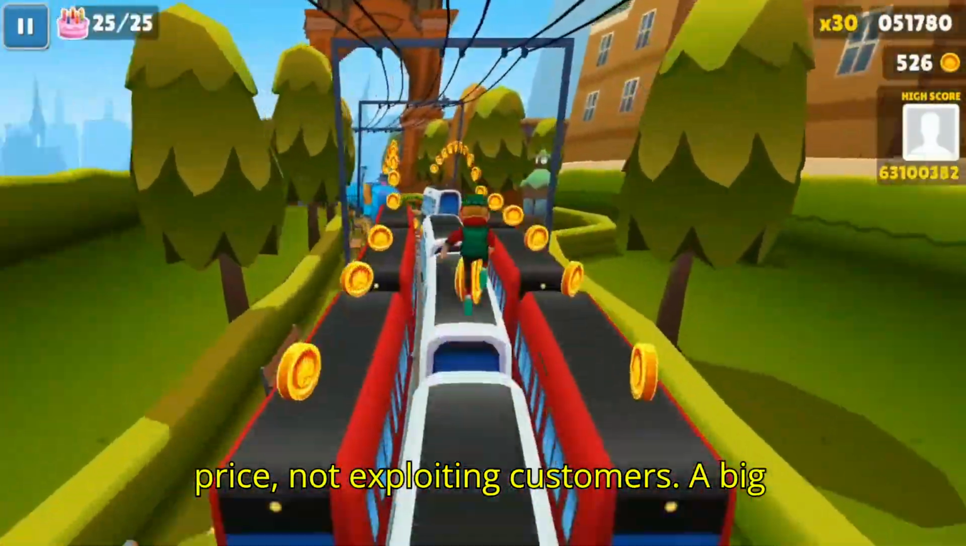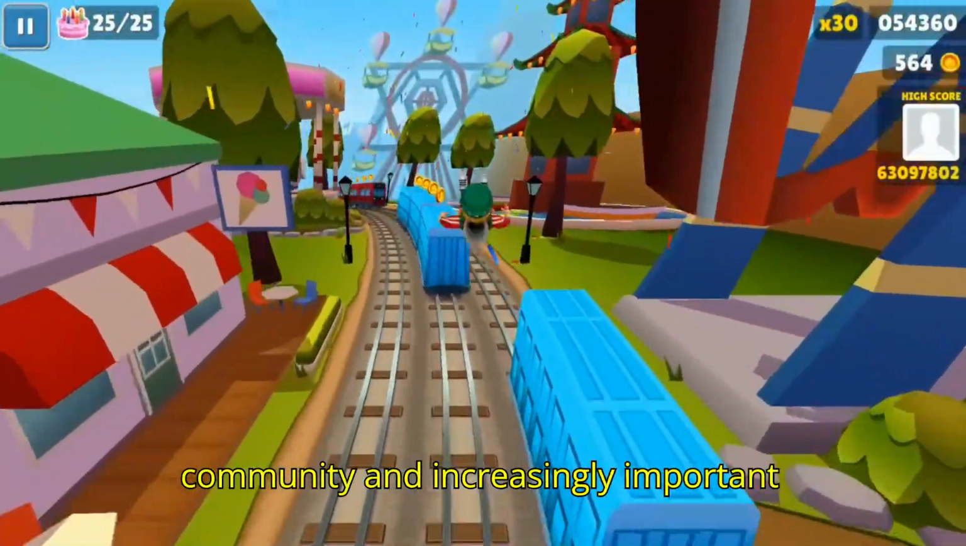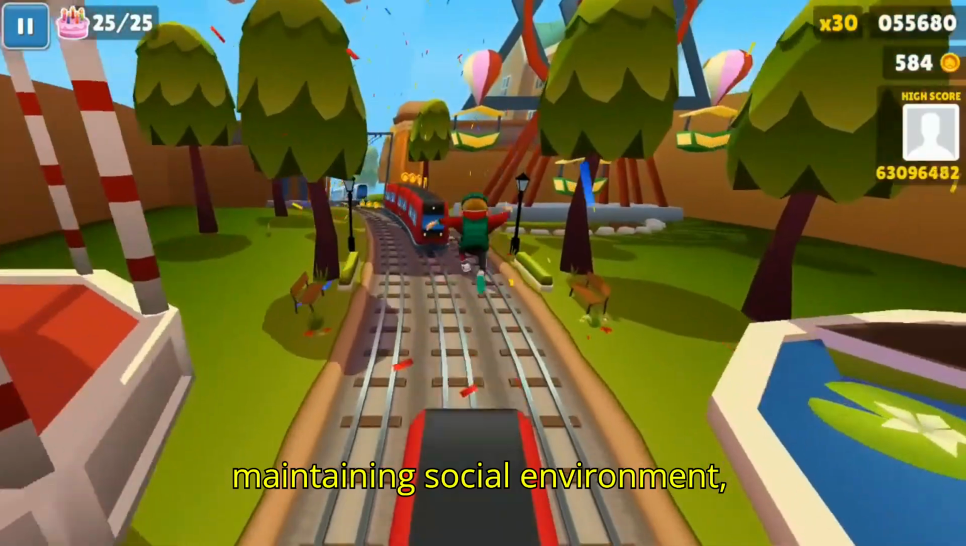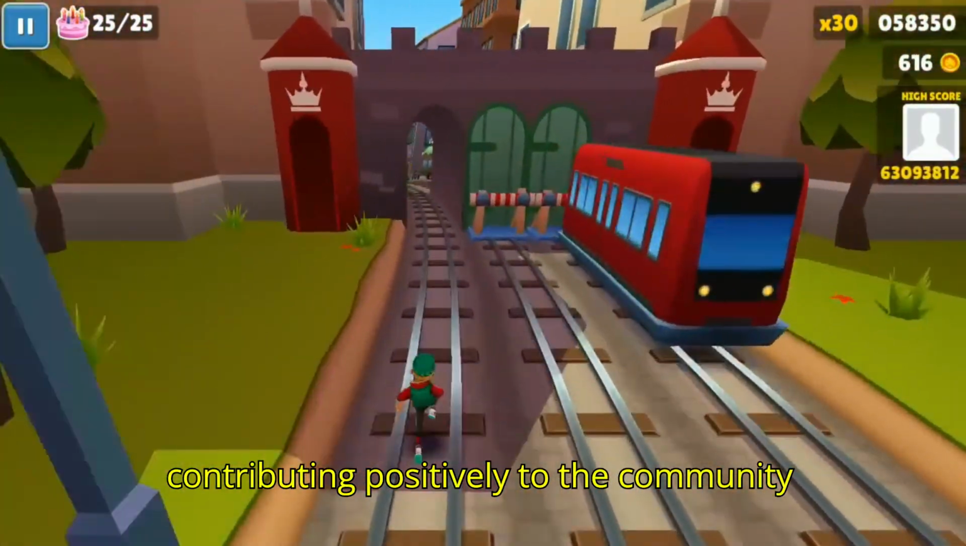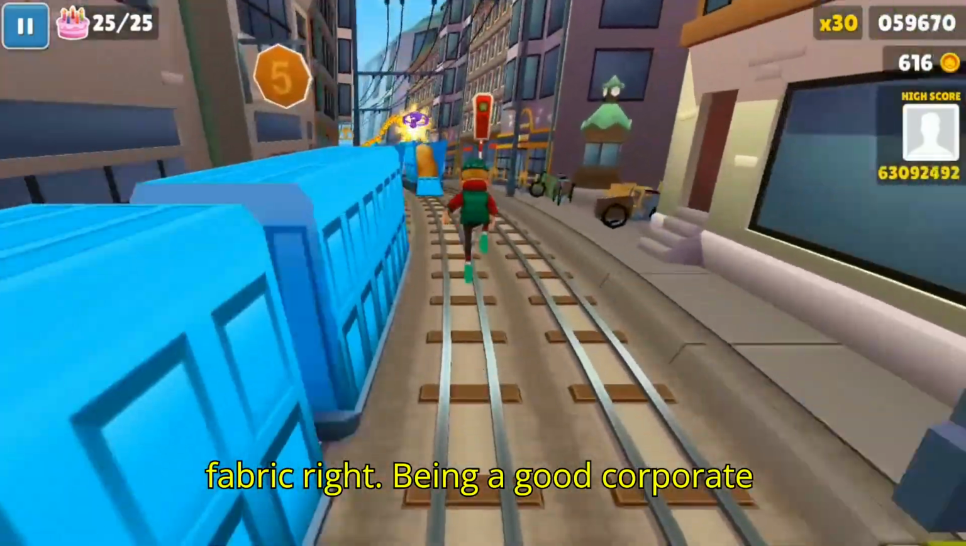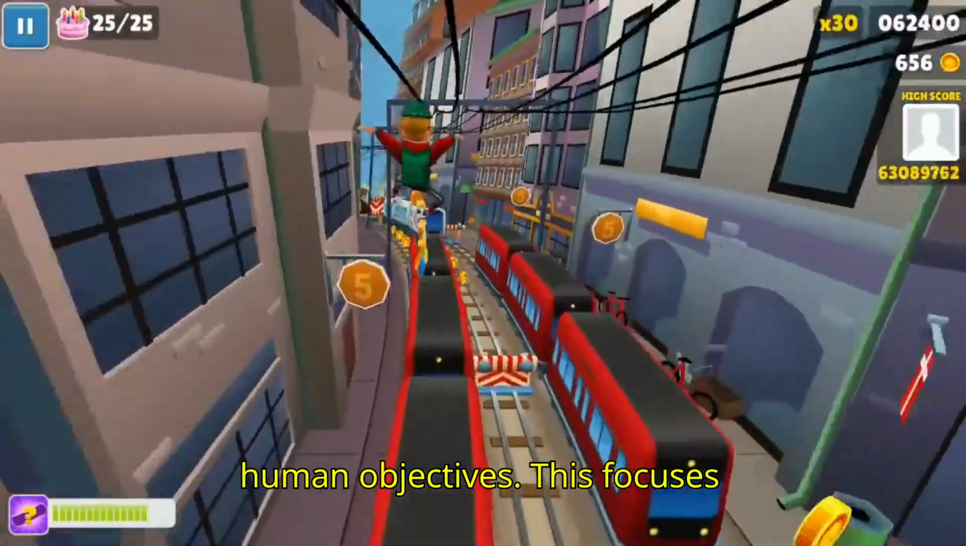A big one here is creating employment opportunities for people in the community. And increasingly important, maintaining social environment, minimizing pollution, acting ethically, contributing positively to the community fabric. Right, being a good corporate citizen, essentially. Yeah. Okay, 3rd circle. 3, human objectives.